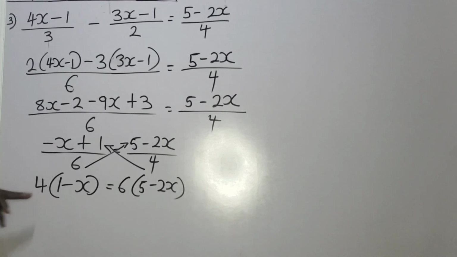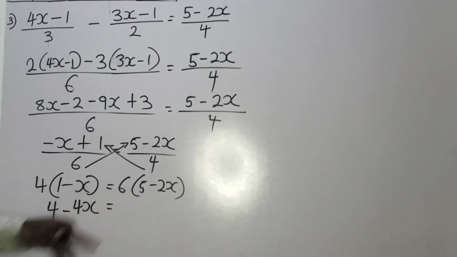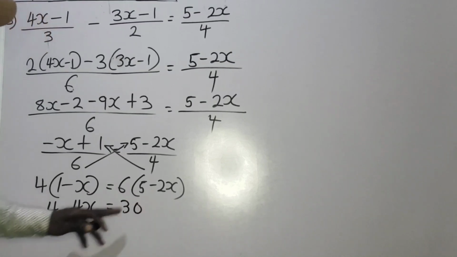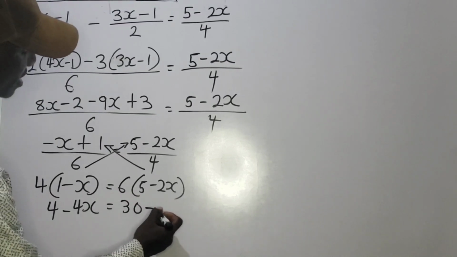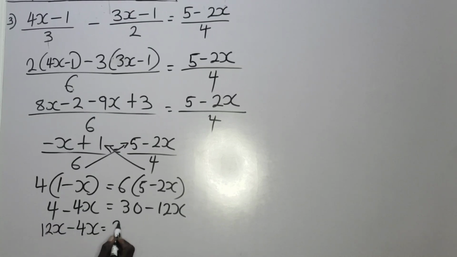Now for this we are going to have 4 multiplied by 1 is 4. 4 multiplied by negative x is negative 4x, is equals to 6 multiplied by 5 is 30, and 6 multiplied by negative 2x is negative 12x. Now from this point we can collect like terms. We're going to move the terms that are similar and add them together. Now this negative 12x, if it crosses the equals to sign, is going to change to positive 12x. So I'm going to have positive 12x minus 4x is equals to 30.